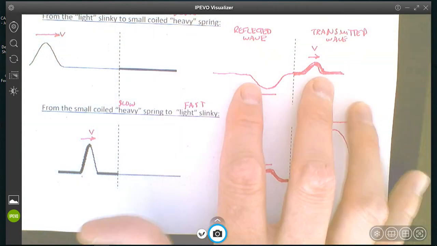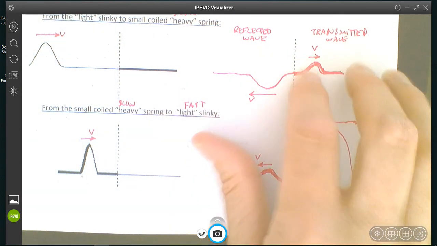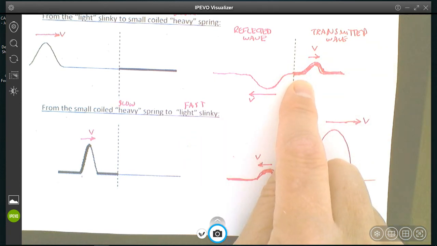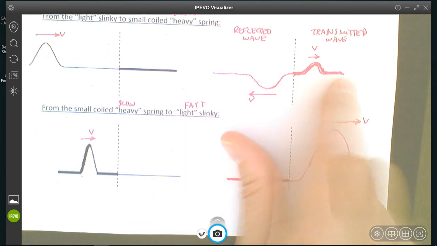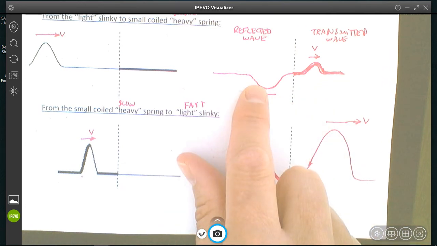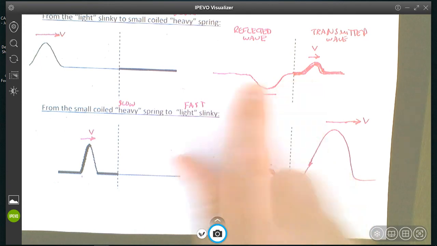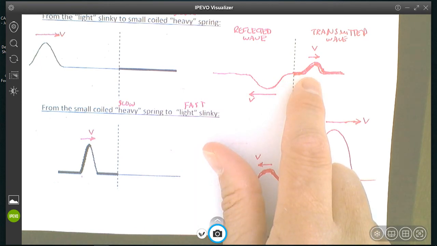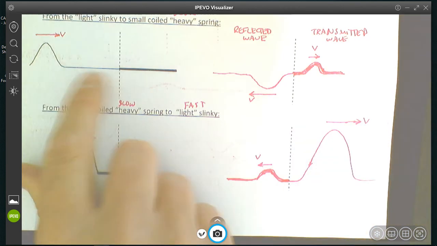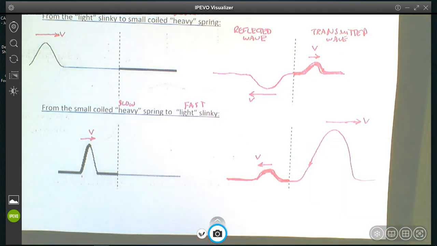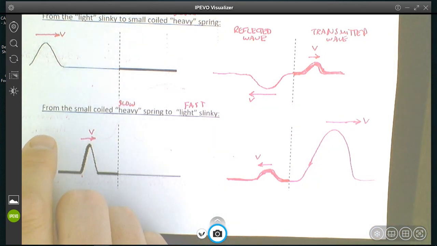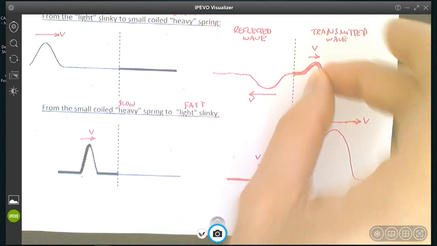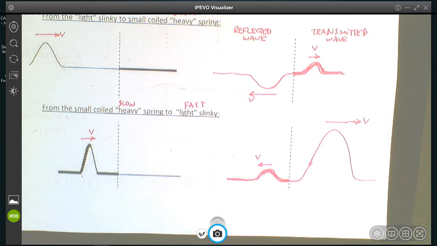Now, remember that we talked about in the other video that if the two materials are very, very different, like this is super, super heavy and this is super, super light, almost all of the energy just reflects back and very little goes through. If the two materials are extremely close to being the same, almost all of the energy just transmits through. You wouldn't even notice any reflection. The reflection would just be a tiny little bump. And the other side would just have a big hump, or big crest, very similar to what it was before. So the amount of reflection and transmission really depends on what the two materials are made of.